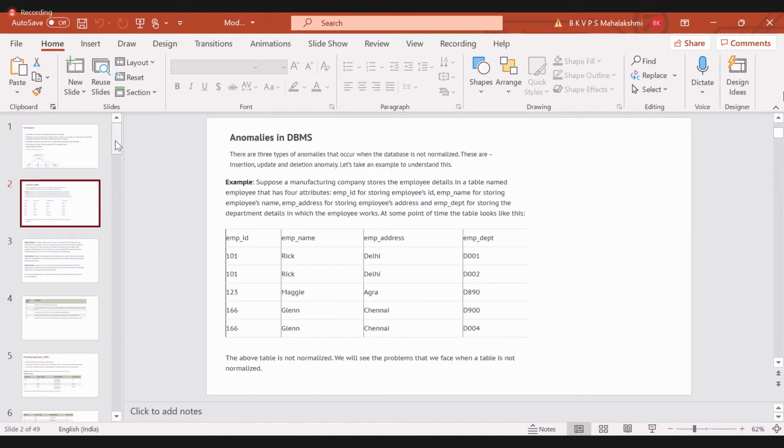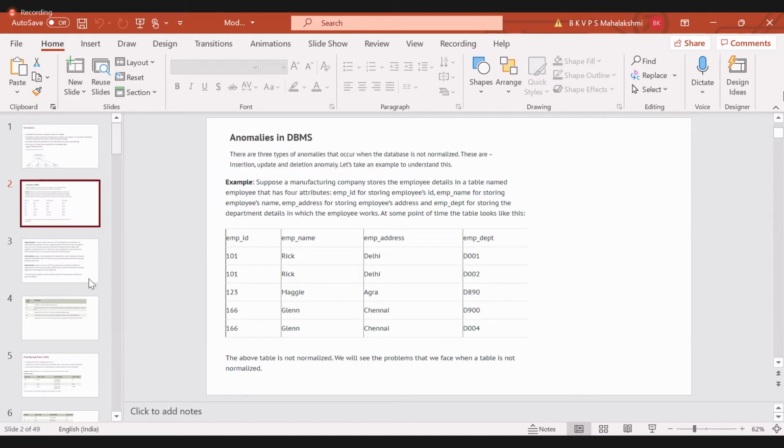Because if we had redundant copies, and we are going to make some changes, then definitely we'll get the anomaly. Anomaly is nothing but difficulties. So where do we get the difficulties in databases? While updating the data, while inserting a new record, and while deleting a record from the database. So yeah, this is the example.